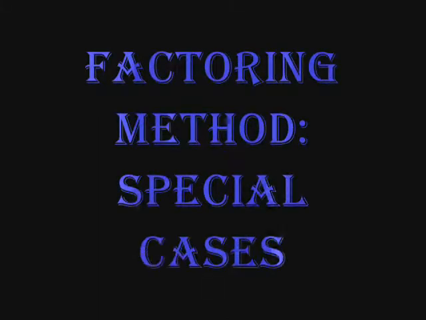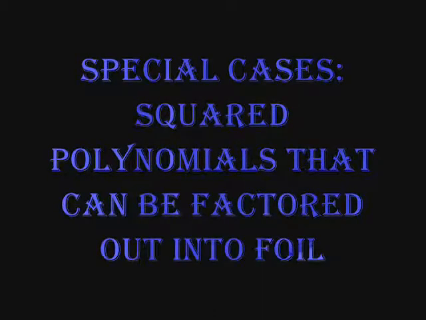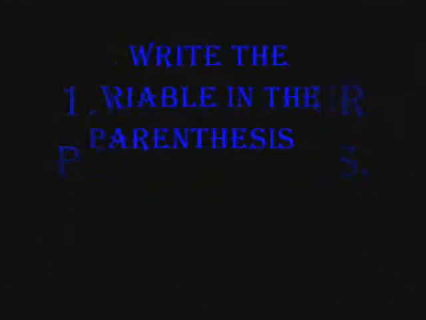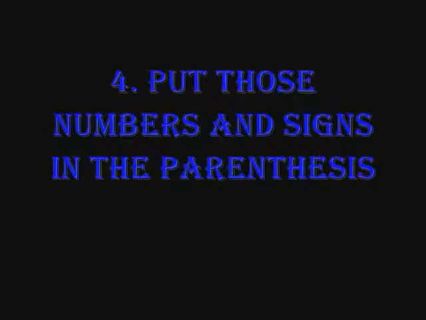Factoring method, special cases. Special cases are squared polynomials that can be factored out into FOIL. Steps to solve special cases. First, write your parentheses. Next, write your variables in the parentheses. Then see what adds up to be your middle term and multiplies to be your end term. Then put those numbers and signs in the parentheses. And here's some examples.